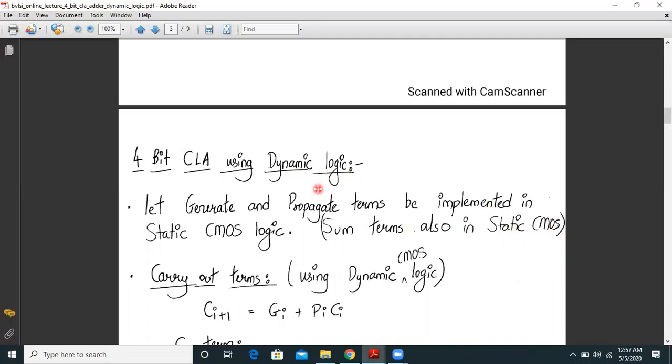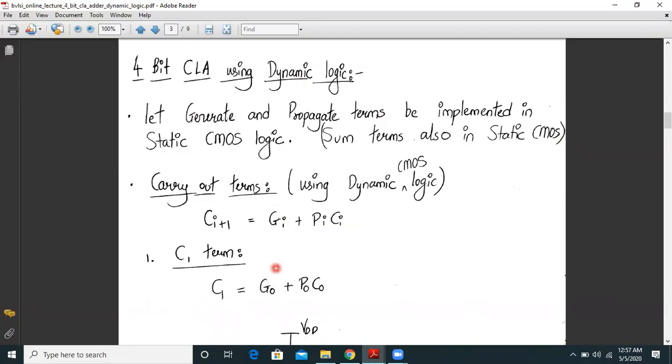Basically, dynamic logic is compulsory for your carry circuit, but for other terms, we can implement it using static CMOS logic. So in this design, the generate, the propagate, and the sum terms are implemented in static CMOS. Only the carry out terms are generated in dynamic CMOS logic.